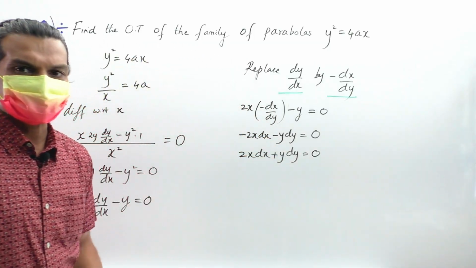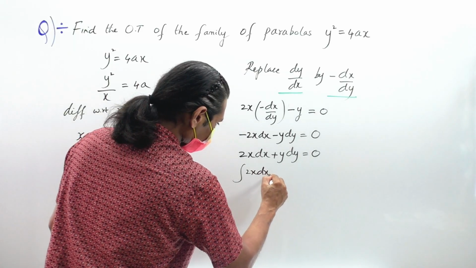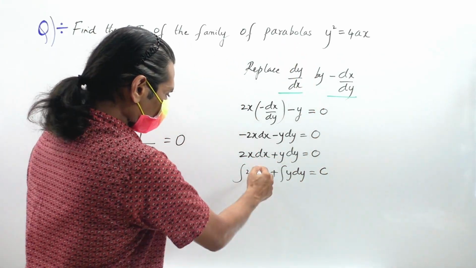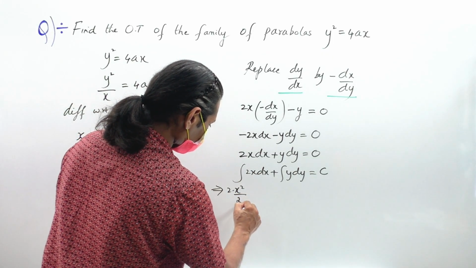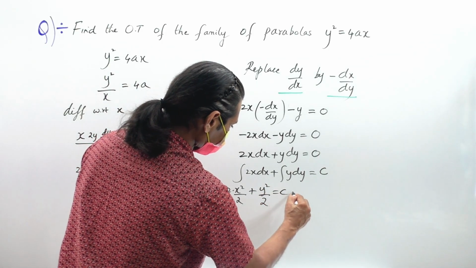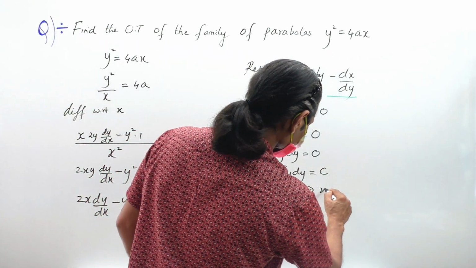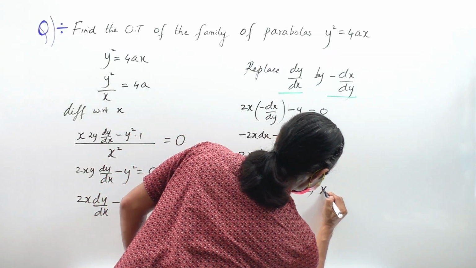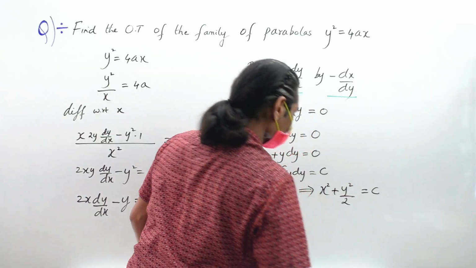So x dx, y dy, the solution is integration. So we have integration of 2x dx plus integration of y dy equals a constant c. Now integration of 2x is 2 into x square by 2, as you all know, plus integration of y is y square by 2, is equal to c. Again that implies 2 cancels here, we have x square plus y square by 2 equals c.